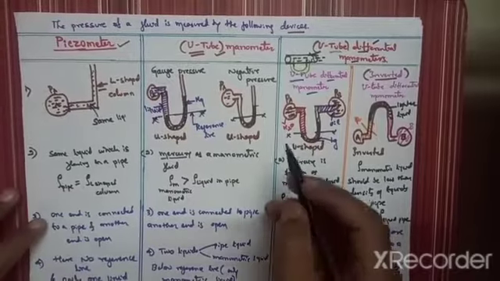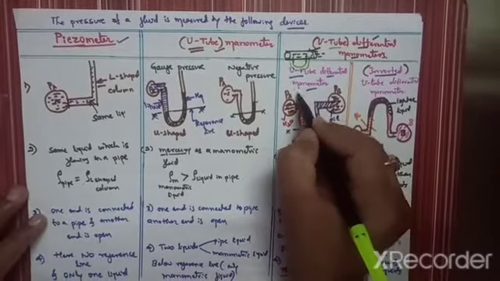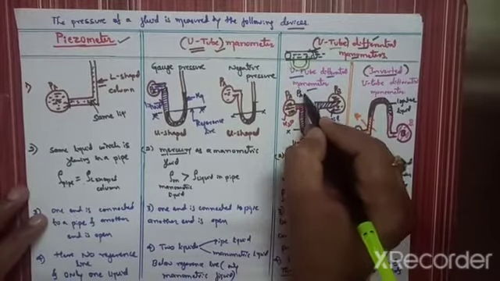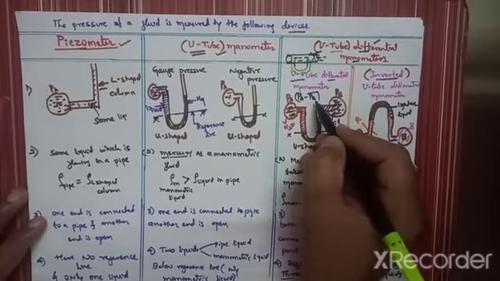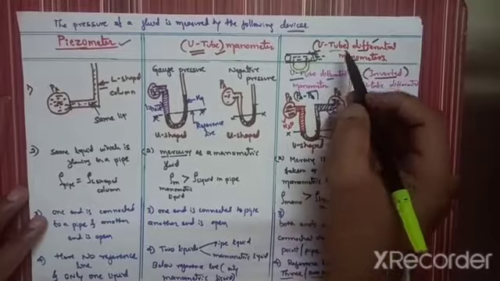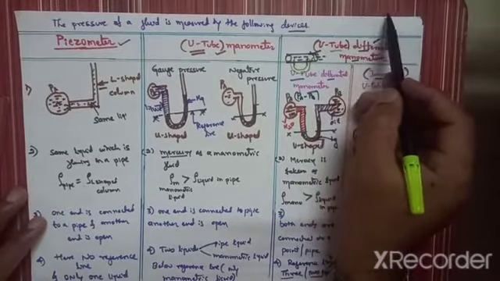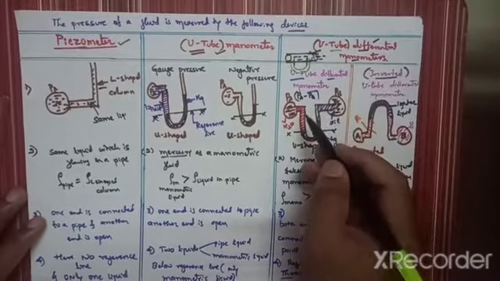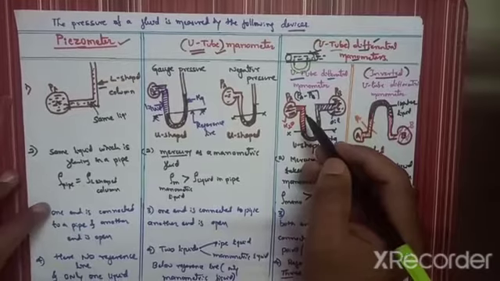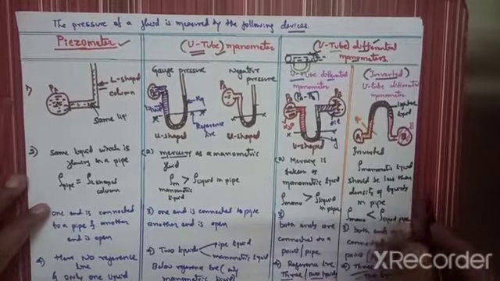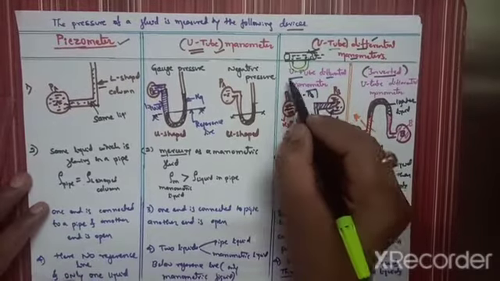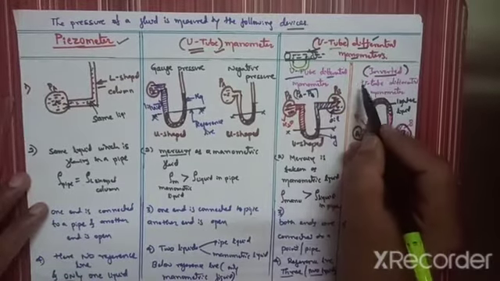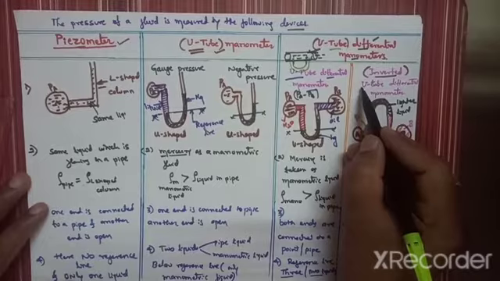And the expression for calculating the pressure difference between these two pipes, PA minus PB, we already discussed in the previous videos. The link is given here. You can click the link. It is there in the description box as well. Click on the link and understand how to write the PA minus PB equation for the U-tube differential manometer as well as the inverted U-tube differential manometers.